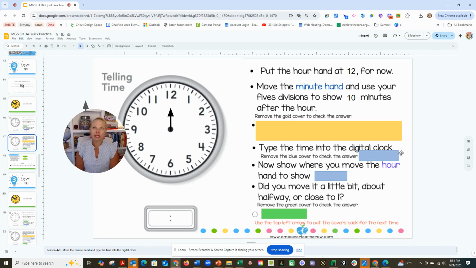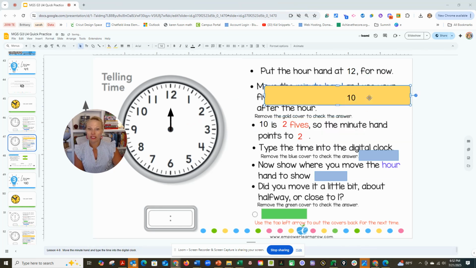Okay, so if I'm thinking to myself 10 minutes after the hour, and I use my divisions, and I know we're moving by 5s, 10 divided by 5 equals 2. So that minute hand should move to the 2. So in this case, I'm going to take my pointer and I'm going to write my minute hand would point to the 2. So where would it move? And the student leader would ask the class. We can move this. 10 is 2 fives. So the minute hand points to 2.